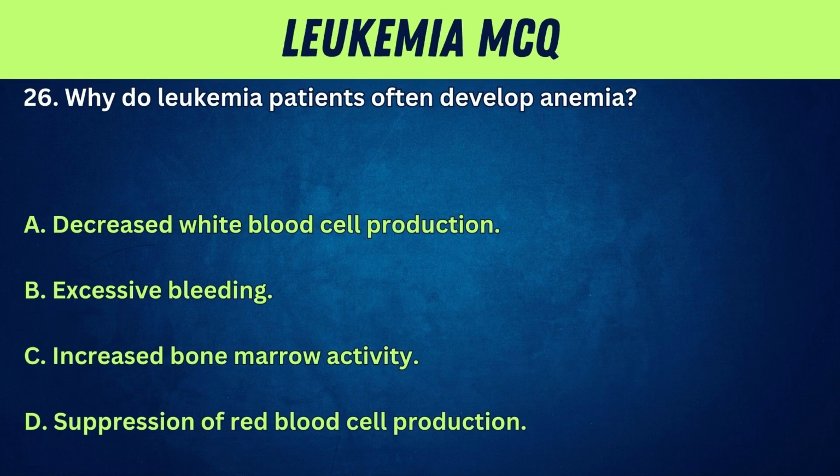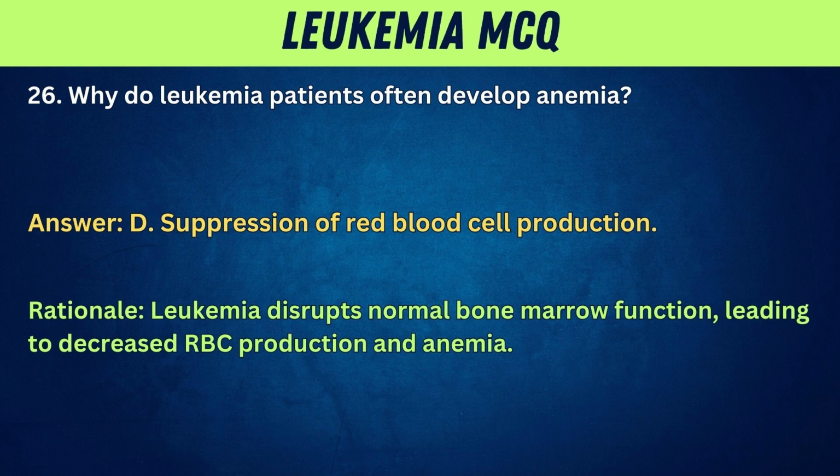26. Why do leukemia patients often develop anemia? A. Decreased white blood cell production. B. Excessive bleeding. C. Increased bone marrow activity. D. Suppression of red blood cell production. Answer: D. Suppression of red blood cell production. Rationale: leukemia disrupts normal bone marrow function, leading to decreased RBC production and anemia.